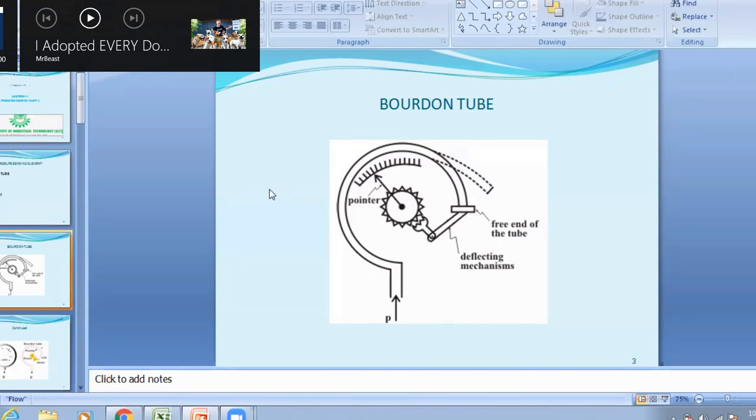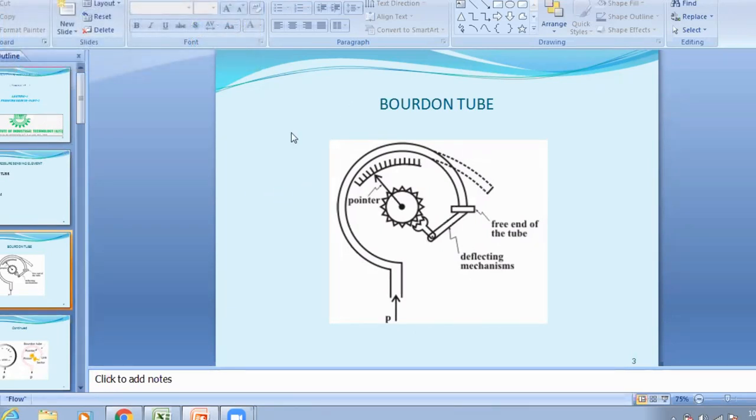Now, what is happening here? In the Bourdon tube there are two ends. One is the fixed end, and the other end is free to move. The fixed end is connected to a pressure tapping. Pressure tapping means a pressure inlet, through which we can put some pressure inside the body. So this fixed end is attached to the pressure tapping.